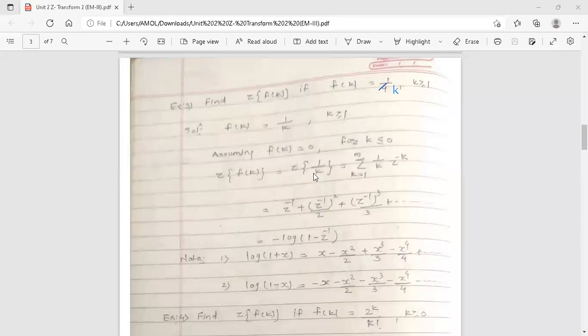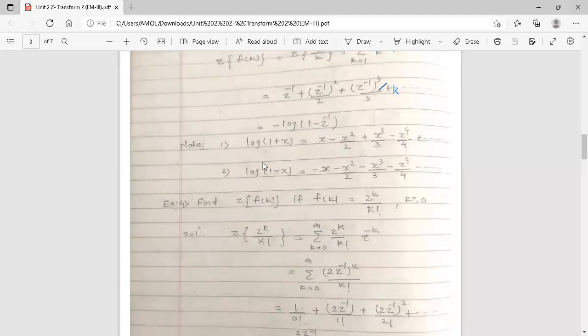And so the Z transform of 1 by k is equal to, you apply the formula of Z transform, summation f of k, meaning 1 by k into z raised to minus k, where k varies from 1 to infinity, because the condition is k greater than or equal to 1. And so it is equal to, now put k equal to 1, the first term is z raised to minus 1, and for k equal to 2 the term is 1 by 2 into (z raised to minus 1) to the power 2. When k is equal to 3, it is 1 by 3 into (z raised to minus 1) to the power 3, and so on. This is the series. And so it is nothing but minus log of (1 minus z raised to minus 1). Okay.